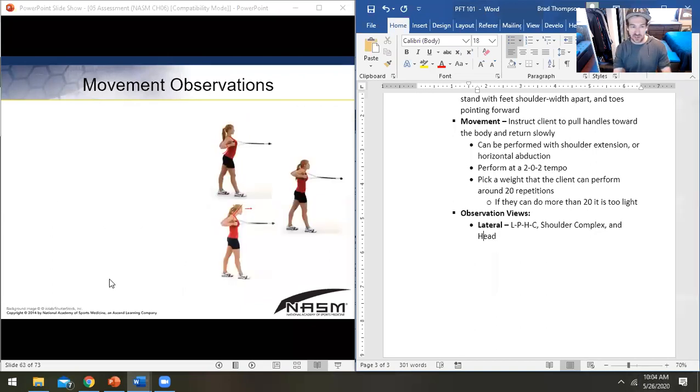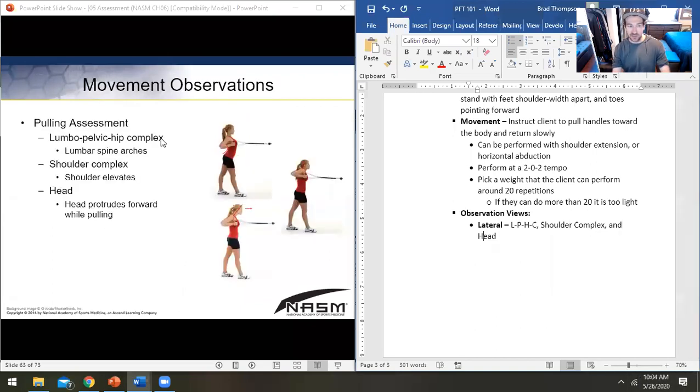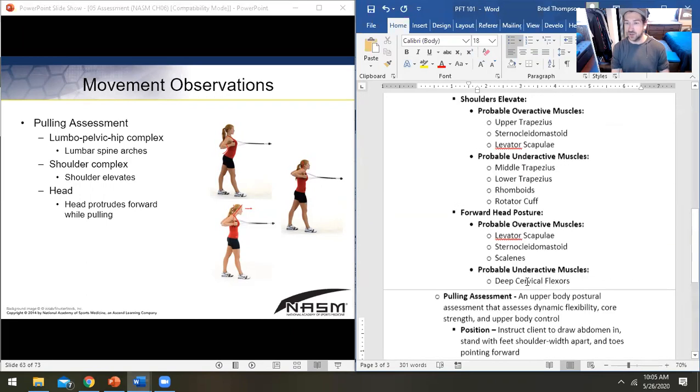Your compensations are going to be the same, right? You're going to look to see, does the low back arch? That's going to tell you the same overactive muscles as before. Do their shoulders elevate? That's going to tell you the same overactive muscles as before. Or do they have a forward head posture? By the way, this one and this one are going to be really common amongst your pulling assessments. I guess all of them are going to be really common during your pulling assessments. But this is where a lot of people actually start to run into trouble. Your compensation list is actually going to be exactly the same.